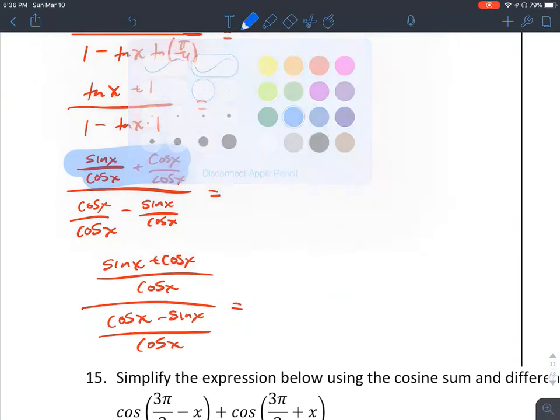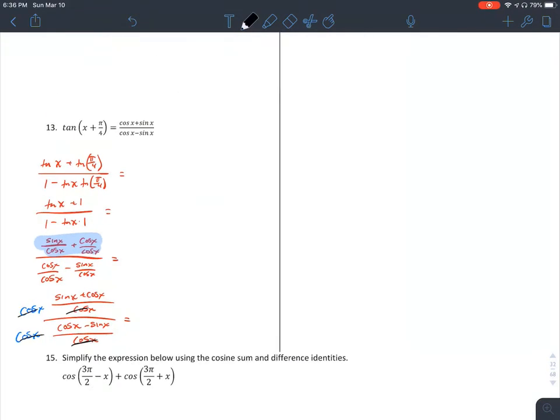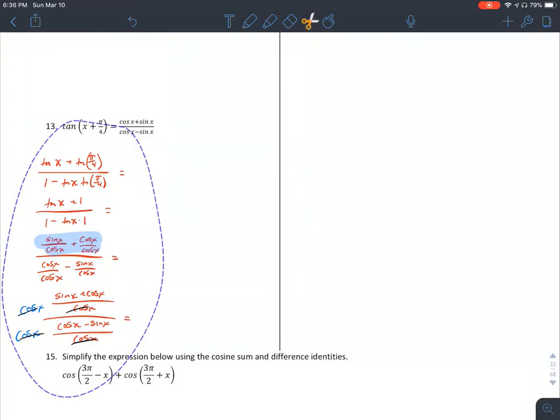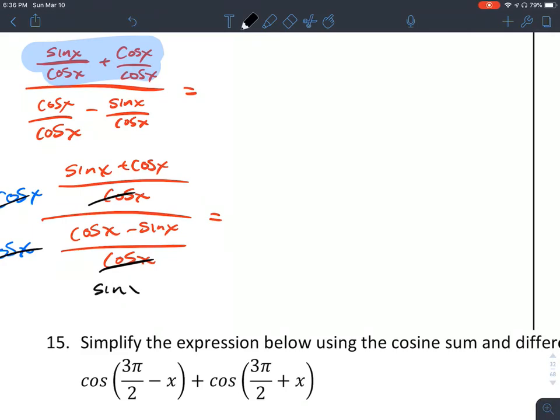To make this not complex, I'm going to multiply by 1 in the form of cosine over cosine. If I do that, my cosines cancel, and I am left with what was on the right side all along: sine of x plus cosine of x divided by cosine of x minus sine of x. Once again, it's what the right side was. I guess it isn't. It's close. I need to make it exactly like that.